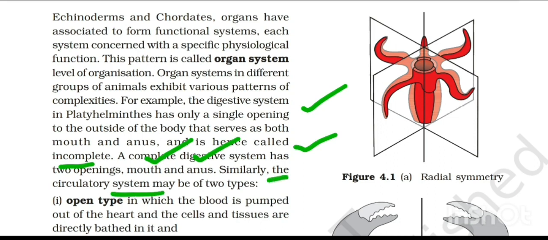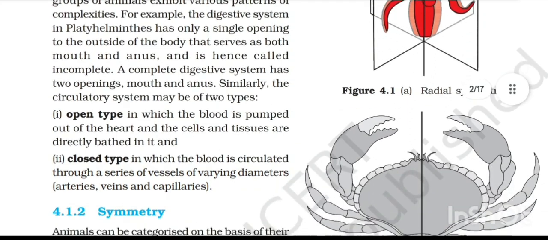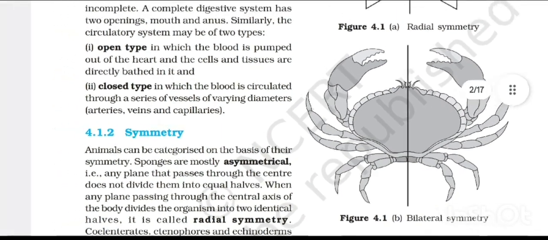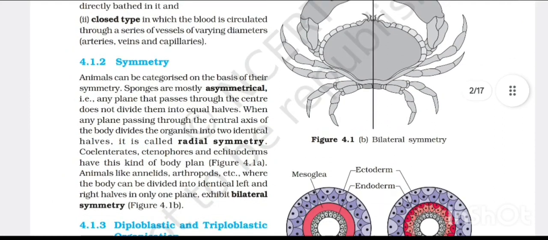Similarly, the circulatory system can be of two types. One is open type, the second one is closed type. In open type, blood is pumped out of the heart and cells and tissues are directly bathed in it. But in closed type, the blood is circulated through a series of vessels of varying diameters, and the vessels are arteries, veins and capillaries.